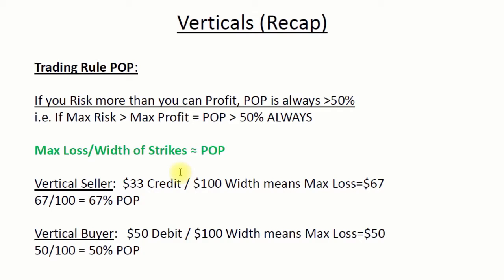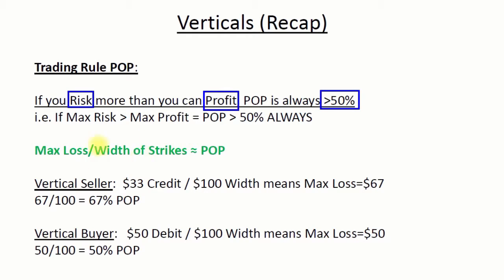Our most important trading rule of all: if you risk more than you can profit, our POP is always going to be greater than 50%. Basically, if max risk is greater than max profit, POP is always greater than 50%.